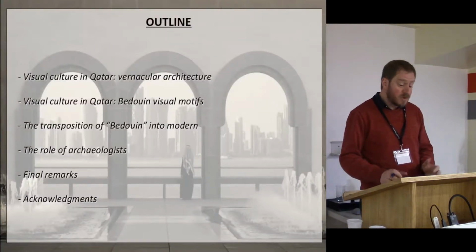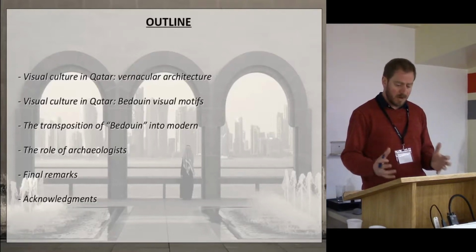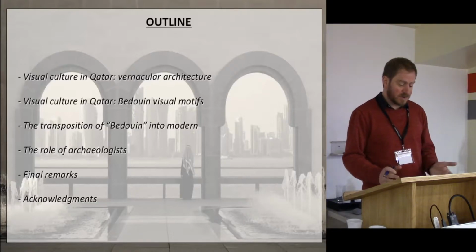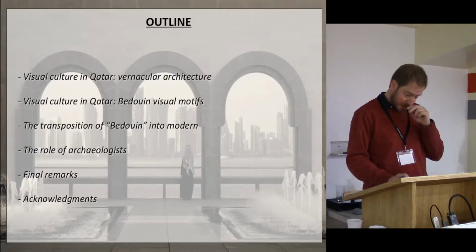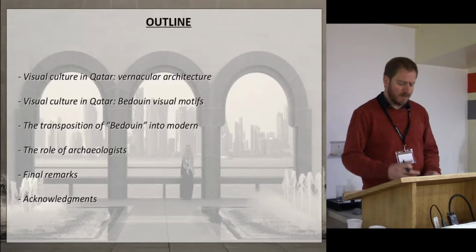So I want to focus on two key vehicles of visual culture in Qatar. One is vernacular architecture, and the other is the suite of visual motifs that's associated with the country's Bedouin heritage and history. So I'm going to quickly run through some examples of how architecture is used to transmit ideas about the past, and look at vernacular architecture as presented today and how that compares with archaeological evidence. And then I'm going to discuss some of the ways that Bedouin visual culture has been appropriated into modern urban settled contexts, and how the depiction of and meanings associated with Bedouin culture have altered over time.